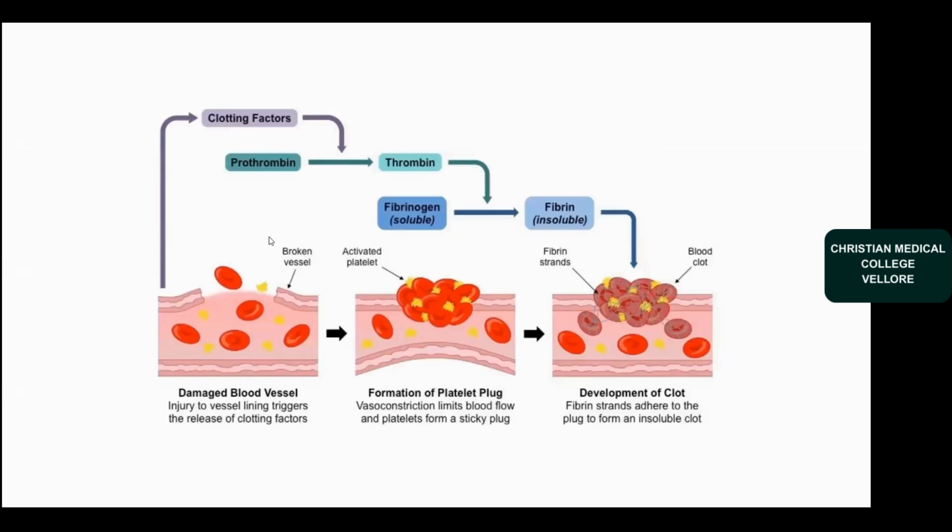If you see, first there will be platelet plug formation, then clotting factors activation. Here these are the activated platelets. First the platelet plug, then the mesh-like structure, which is the fibrin strands. They will form the insoluble clot.